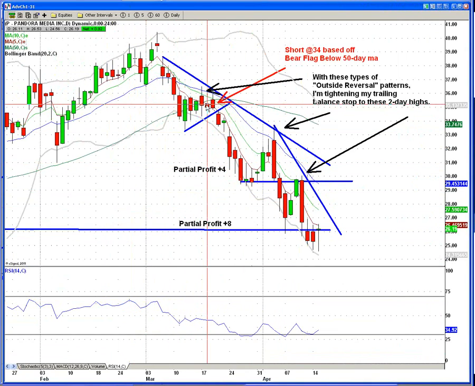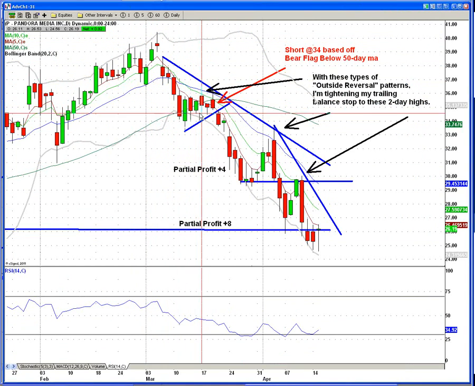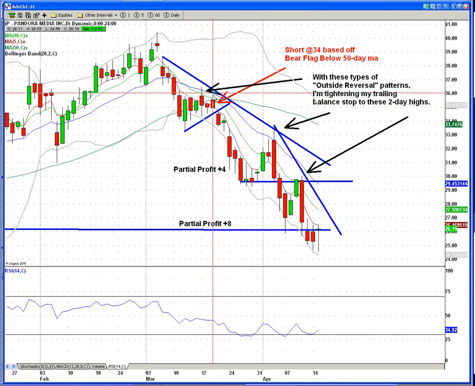So Pandora had this bear flag pattern coming off a new high breakdown here in mid-March, and it was struggling underneath the 20-day moving average, which was sloping down. The 50-day moving average wasn't really showing any sort of strong rally potential. It probed the 20-day moving average twice, and it just kept selling off really aggressively. So to me, that was just set up for a short.